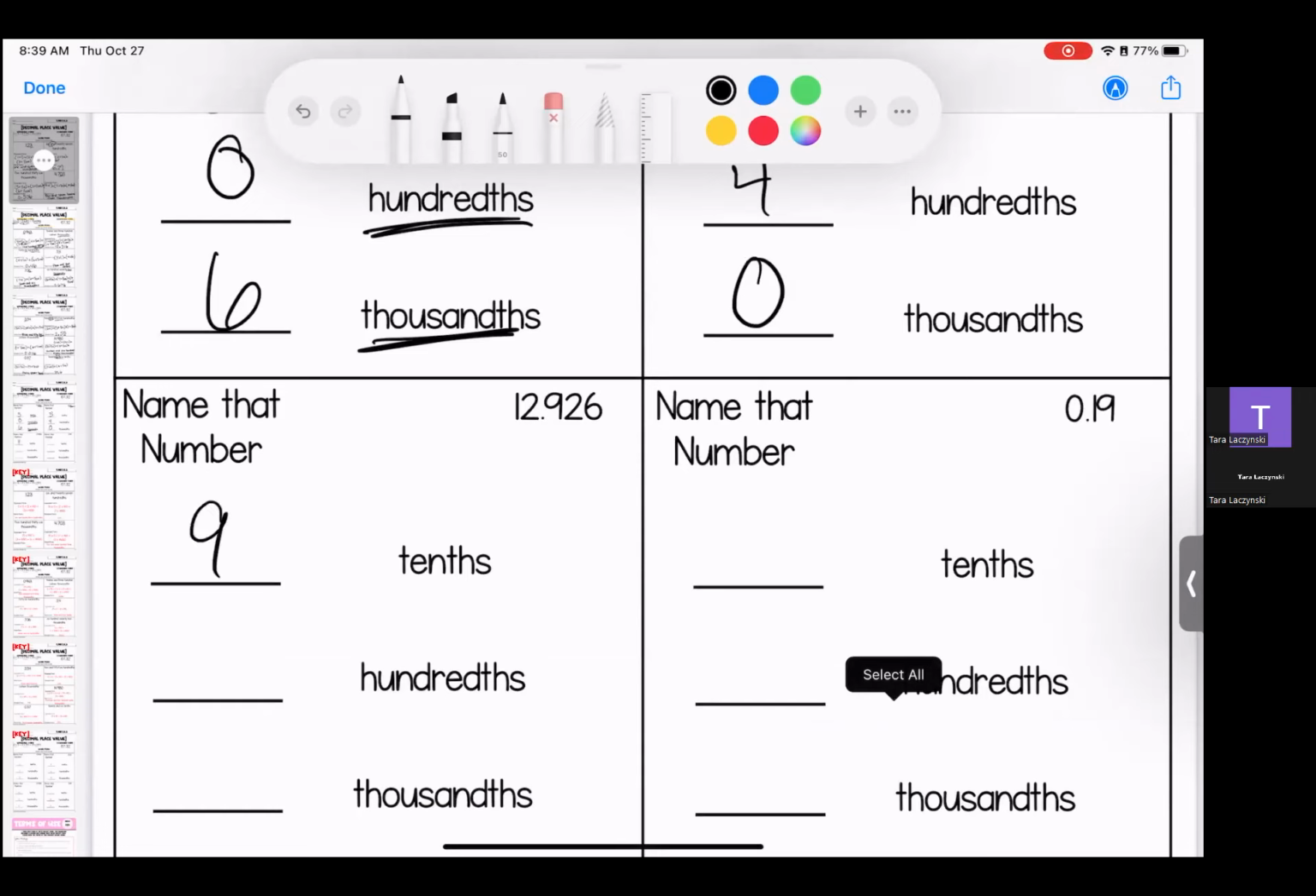I have 9/10ths, 200ths, 6/1000ths. Last one, I have 1/10, 900th, no thousandths.